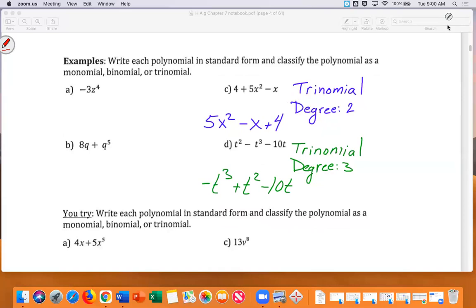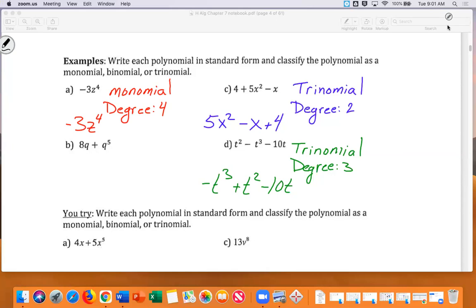Hey, Brendan, how many terms? So it's a monomial. Brendan, what's my degree? To write it in standard form, I only have one thing to write. B.